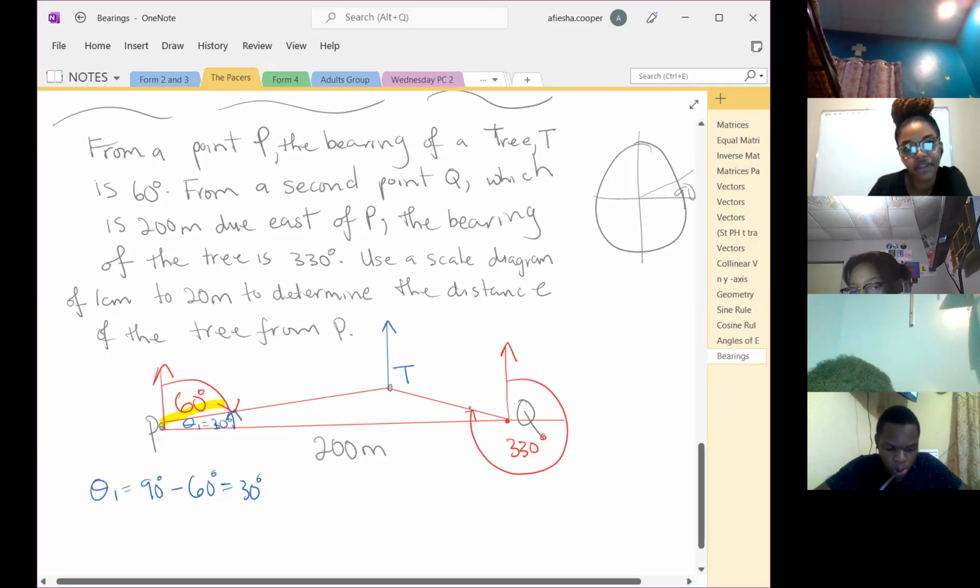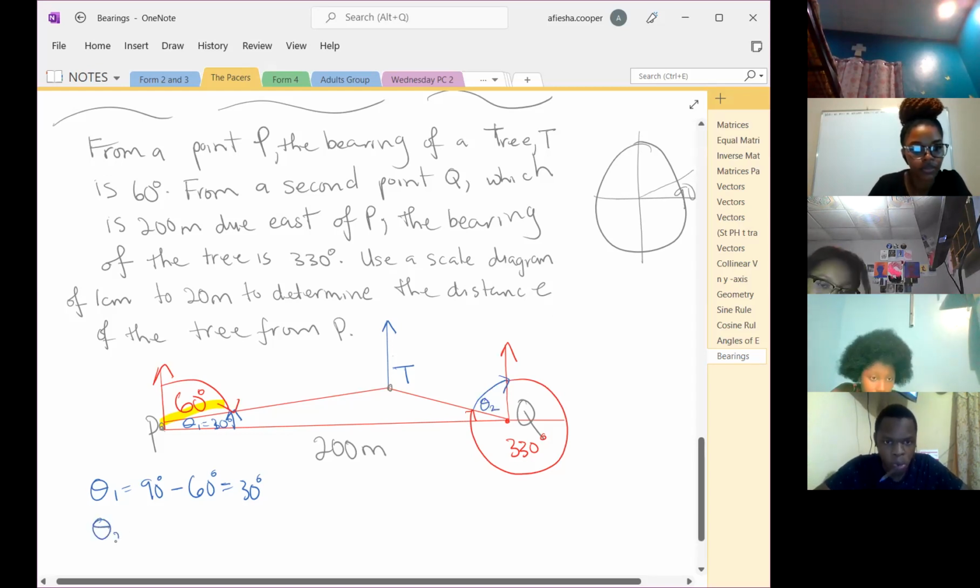Great. And I could figure out how much here is, right? How much is that part there? Theta 2. The bearing was 330. So how much would theta 2 be?